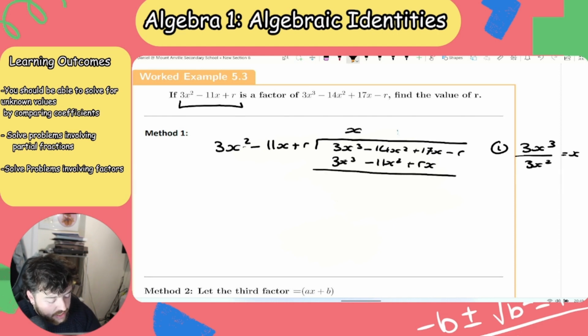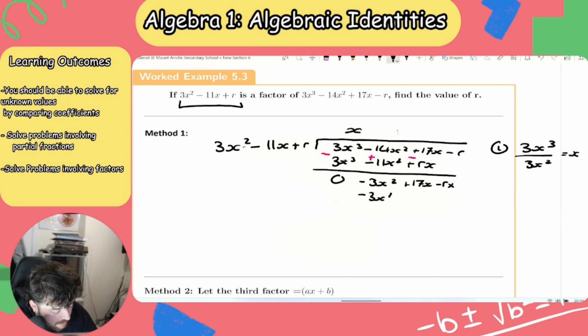So now I'm going to change the signs. Minus plus, this is going to go to a minus. So I have 0. Minus 14x squared plus 11x squared is minus 3x squared. And then I'm going to have here 17x minus kx. I'm going to make this one term by factorizing, just to make it easier for myself. I'm going to factor out the x, and I'm going to be left with 17 minus k, x. And then now I bring down my remaining term.